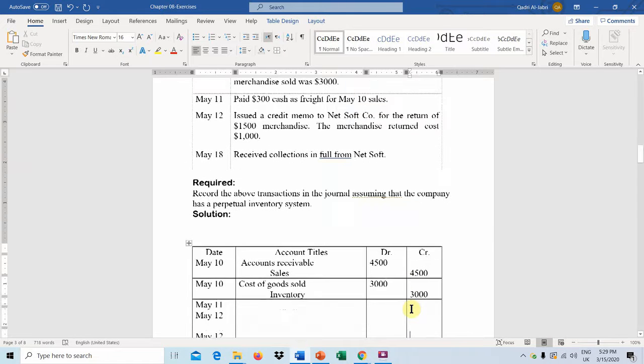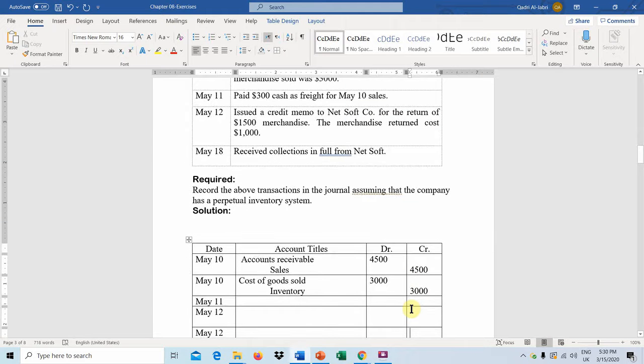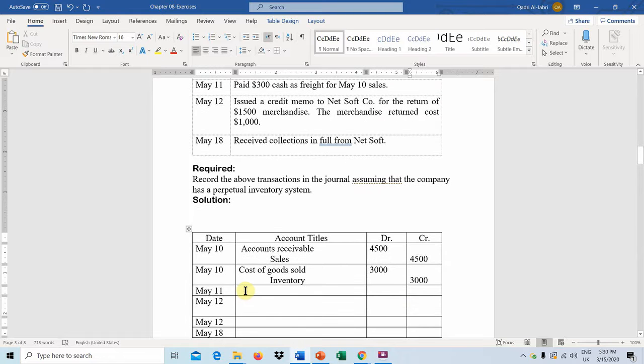On May 11, we paid $300 cash as freight on May 10 sales. I will debit an account called freight out, and this freight out is an expense. It's a type of expense.